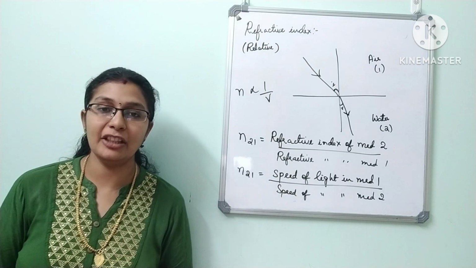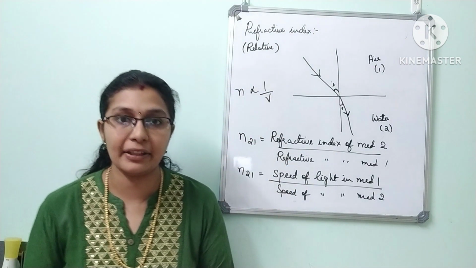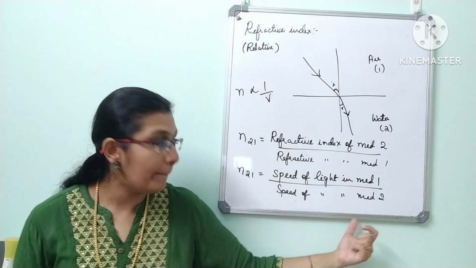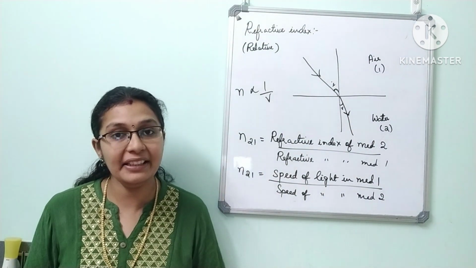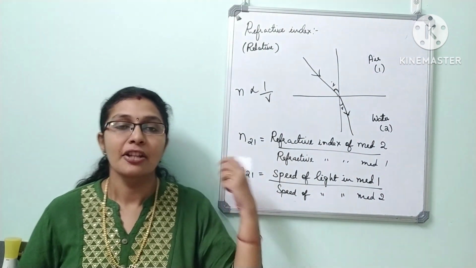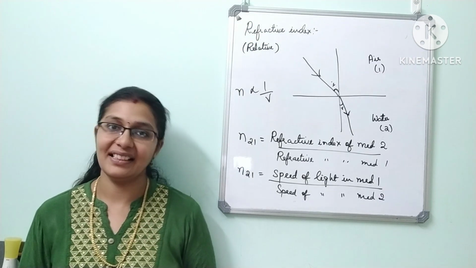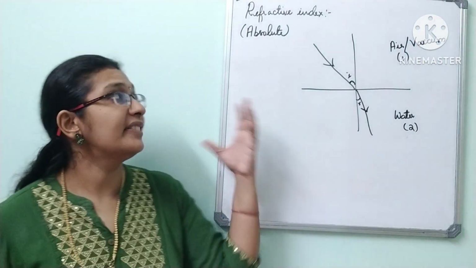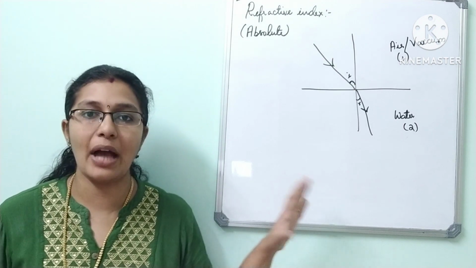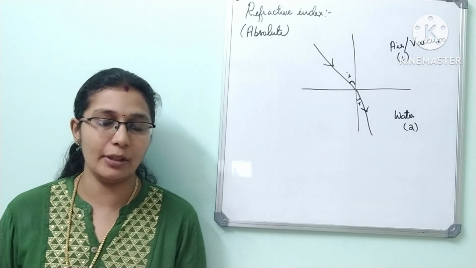This is nothing but called a relative refractive index, because you are comparing with one medium or relating it with the first medium, right? So that is why you call it relative refractive index. Clear? Yes. Now we will see absolute refractive index. So absolute refractive index is quite easy.